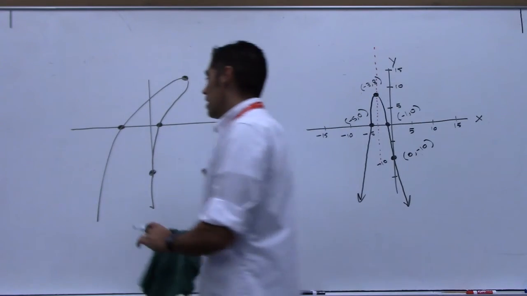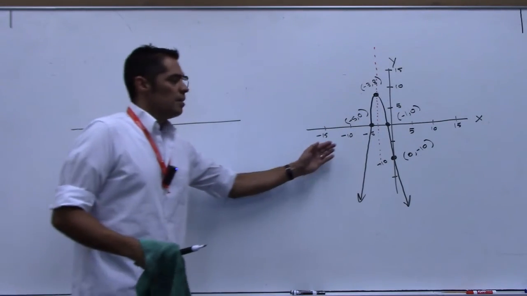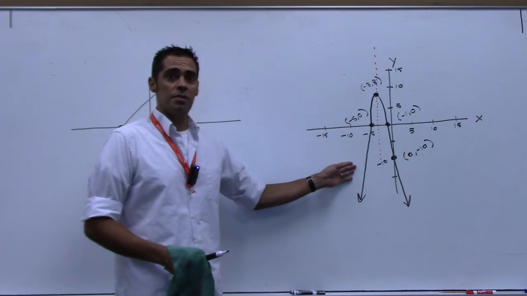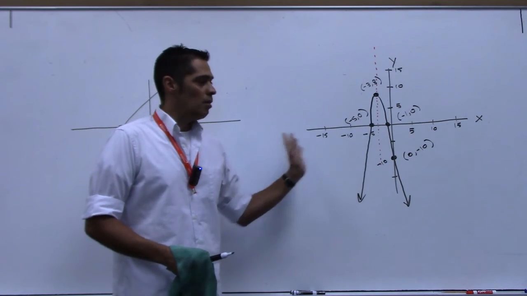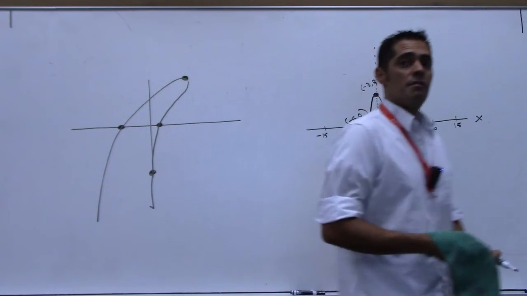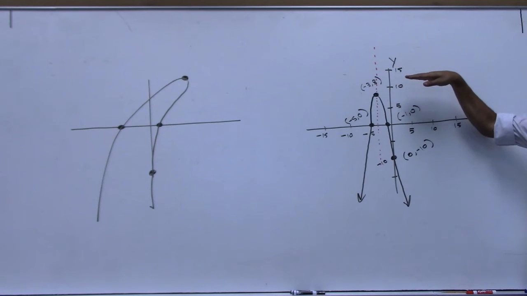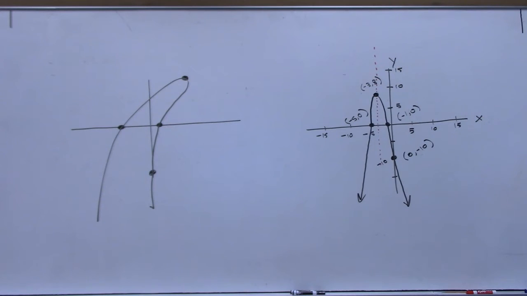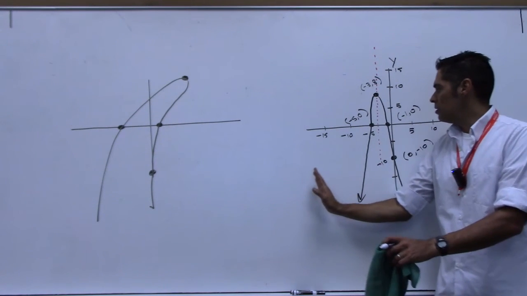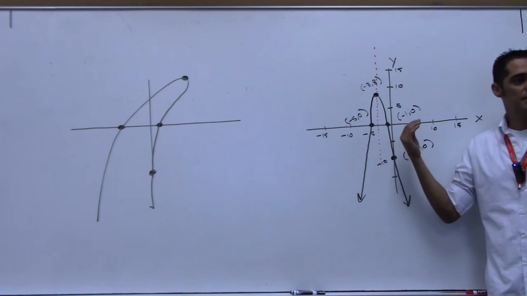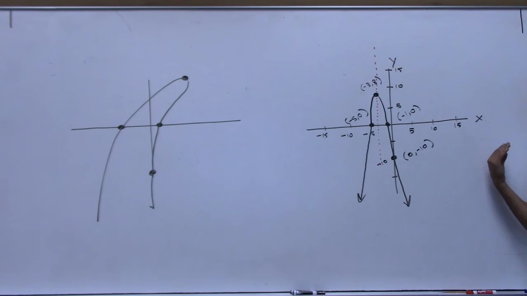Some of the other things that I ask: what's the domain of this? What's the range of this? So what's the domain? All real numbers. What's the range? -infinity to 8, bracket. Where is this function increasing? -infinity to -3. Where is it decreasing? -3 to infinity.